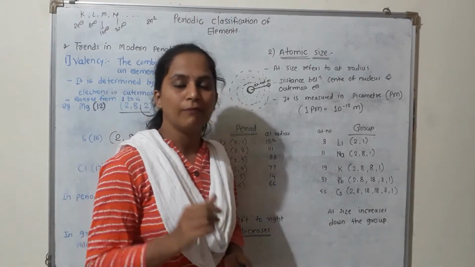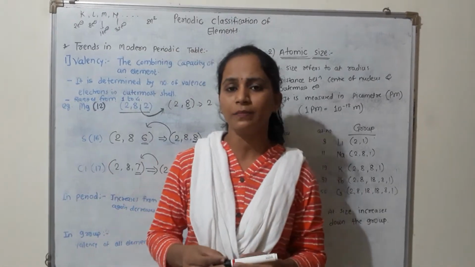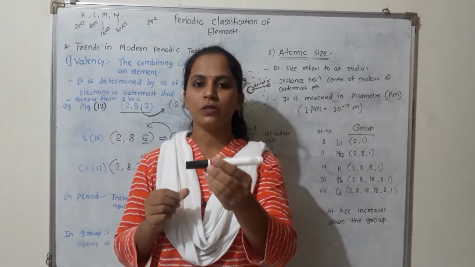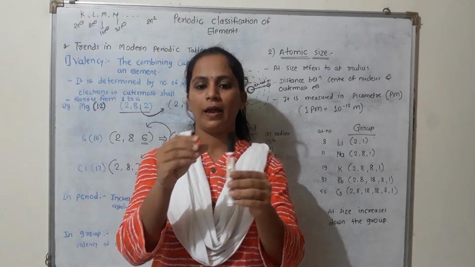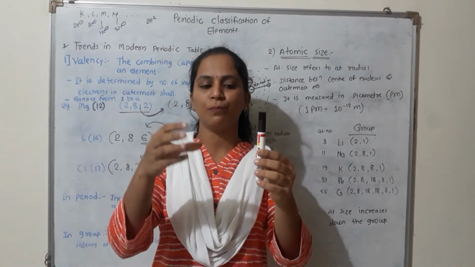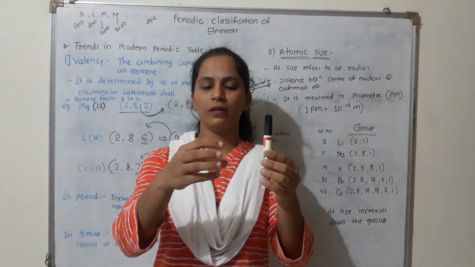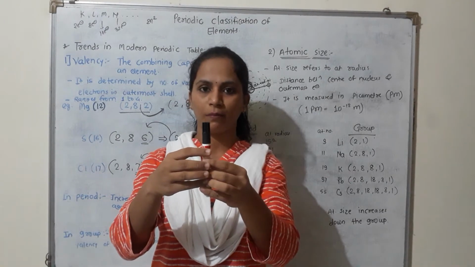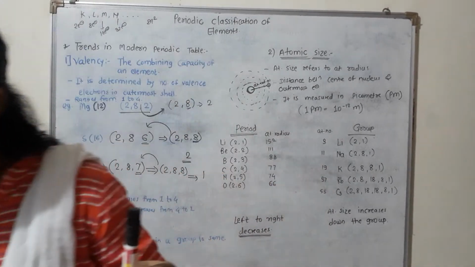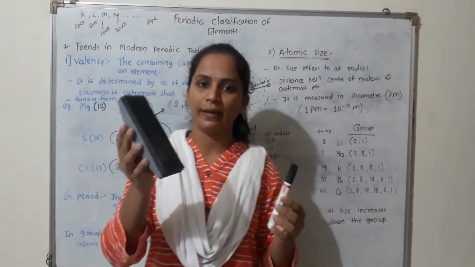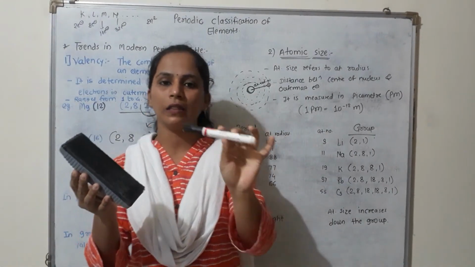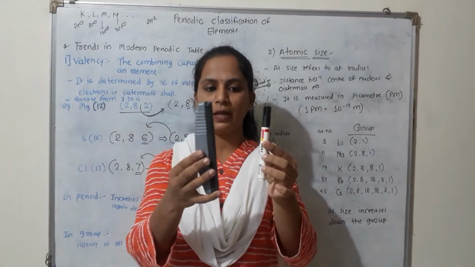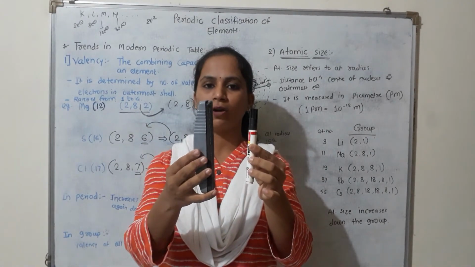How atomic radius and atomic size vary in periods and groups, that we are now going to study. Before that I want to ask you something. Student, you all know about a magnet. Suppose this is an iron nail, and I put a strong magnet near it. Then what will happen? This nail gets attracted to that magnet. Suppose this is a strong magnet and this is an iron nail or iron rod. If I keep this magnet near it, then what will happen?